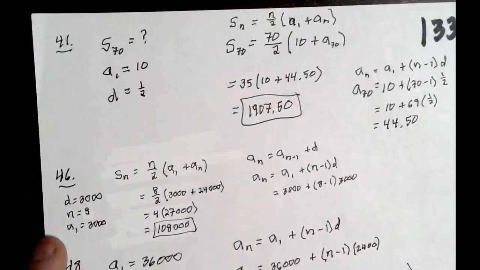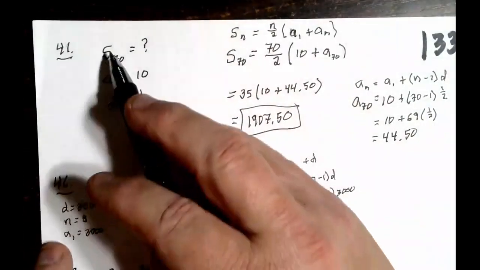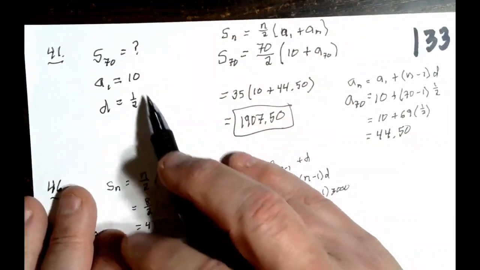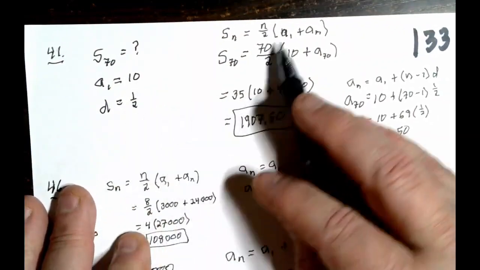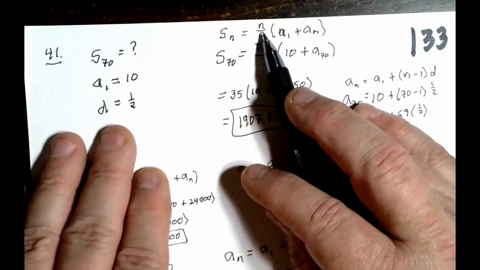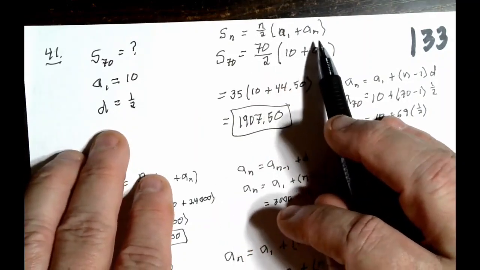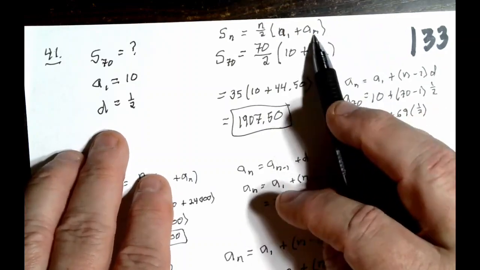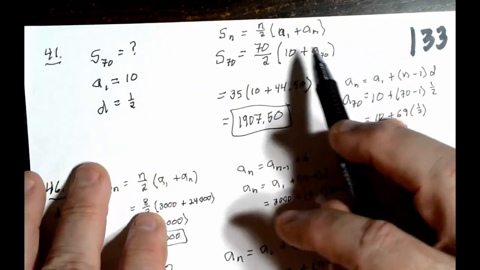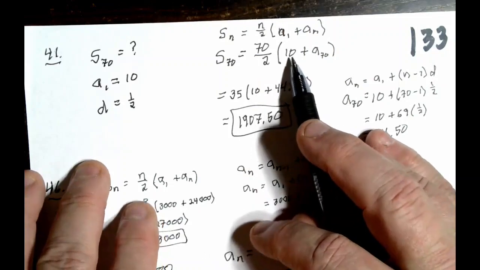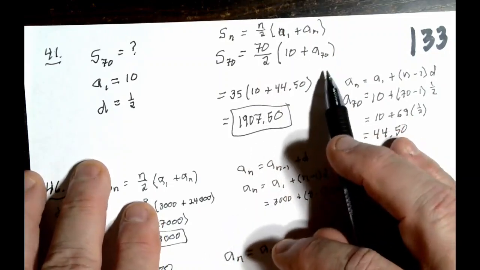41. They ask you the sum of the first 70 terms, and they give you a1 and they give you d. Well, you also know n. You know n, you know a1, and you don't know an. Okay, so you get 70 over 2 times 10 plus a sub 70.